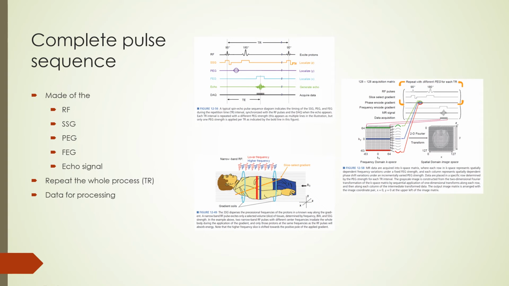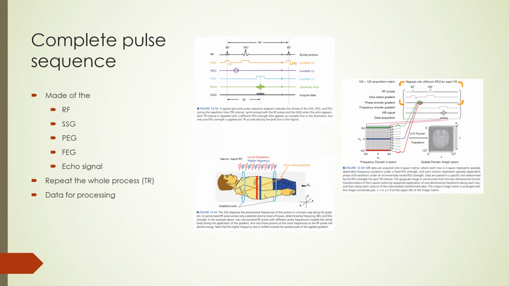A complete pulse sequence is now shown on this slide with the radiofrequency excitation pulse applied first, followed by a slice select gradient, phase encode gradient, and frequency encode gradient. The echo pulse is read out at the same time as the frequency encode gradient signal.